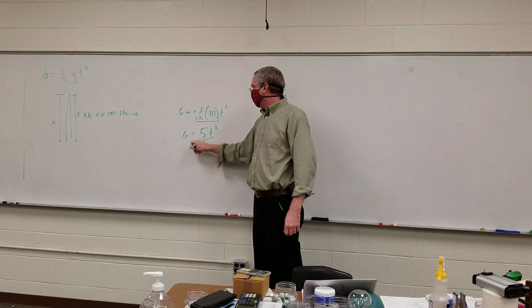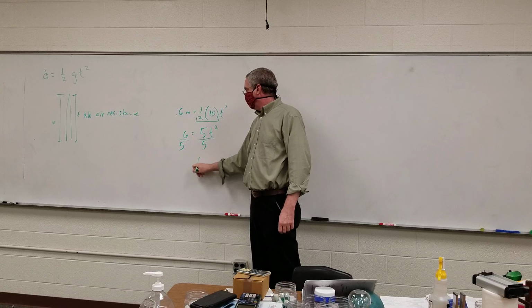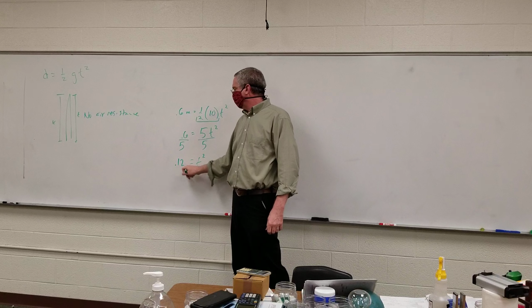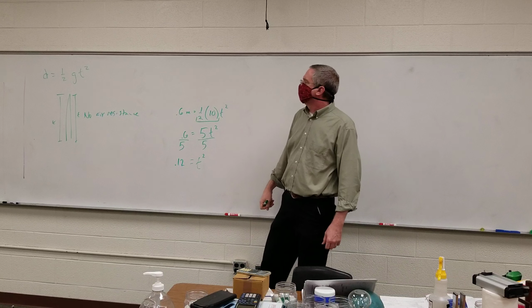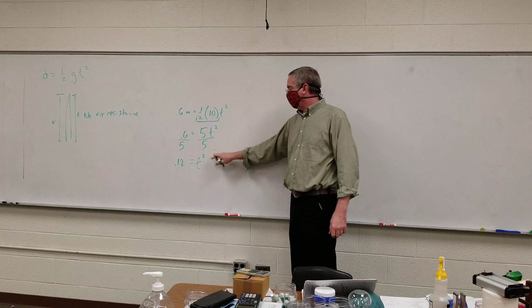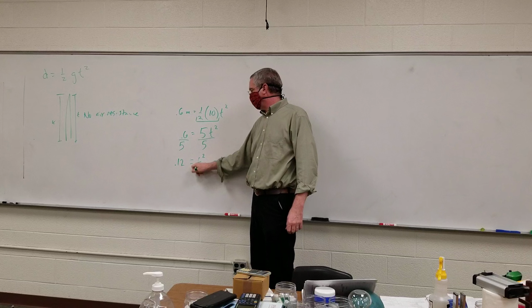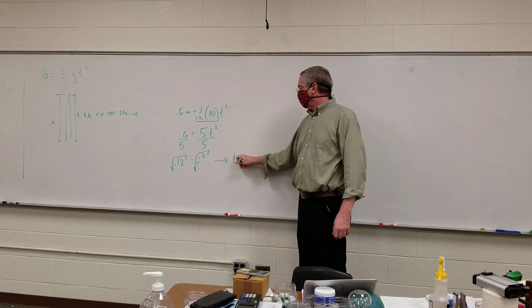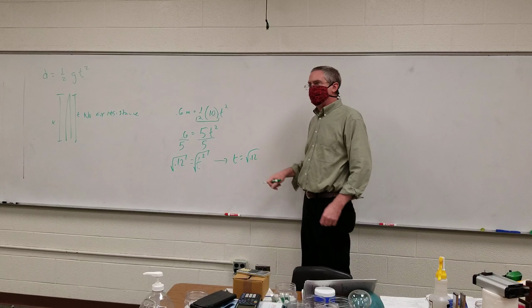Now we get rid of the 5. And that would be 0.12. Sounding about right. And then we now get rid of the exponent by doing the reverse of it. And the reverse of squaring is square root. And so t should be the square root of 0.12.